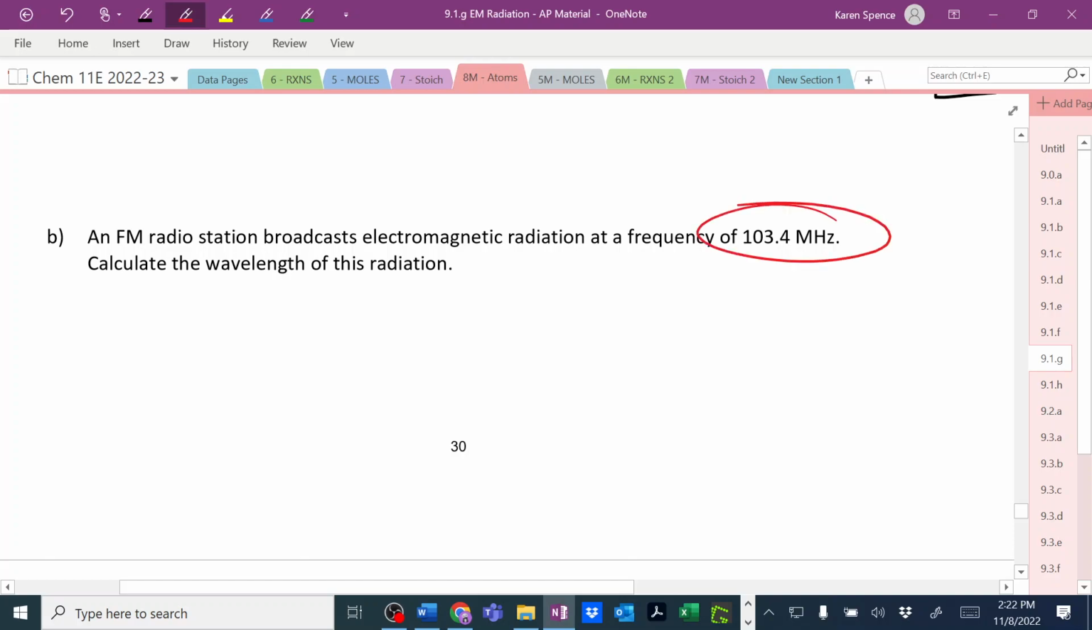So we have 103.4, which sounds like a radio station, megahertz, and this is our frequency, and frequency is represented by the letter nu, okay? It goes mu and then nu, so it's mu, nu.